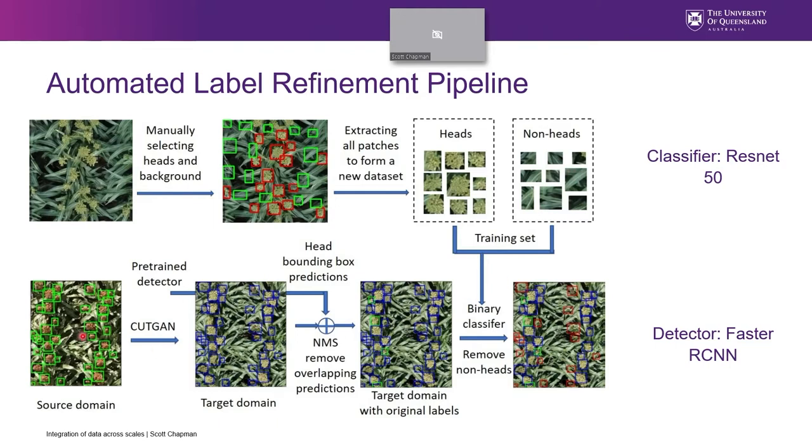What that let him do was to then take the cut GAN model. So when he was doing his application of the GAN, we pre-trained it, you run it, and there are errors in the system. But what we could do is remove the overlapping predictions, and then we've got the original labels here, but we can apply this binary classifier to get rid of the errors. So it automatically corrects the errors in the system, and then we can recycle that back into the GAN and improve it further. And it's worked really nicely for a crop like sorghum.